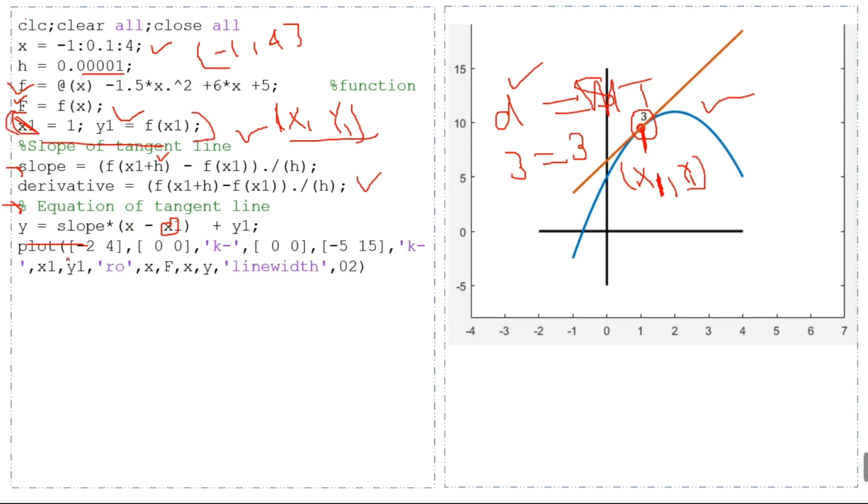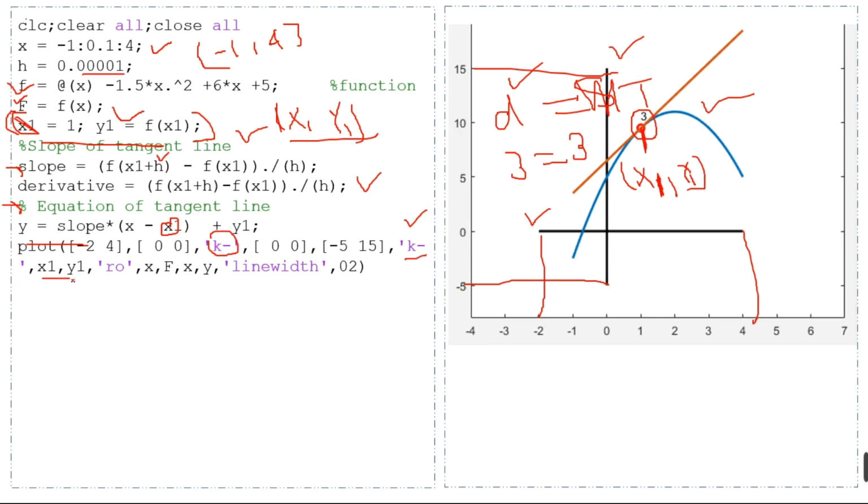Next we plot the x-axis and y-axis. I plot the x-axis from -2 to 4, with a black line at 0, and then the y-axis from -5 to 15. These are the commands to plot the x-axis and y-axis. This is also a black line.